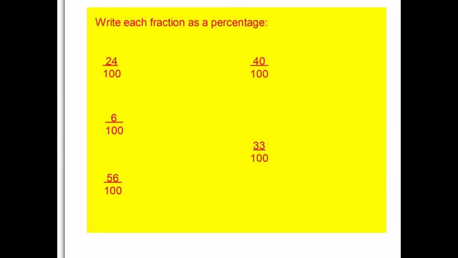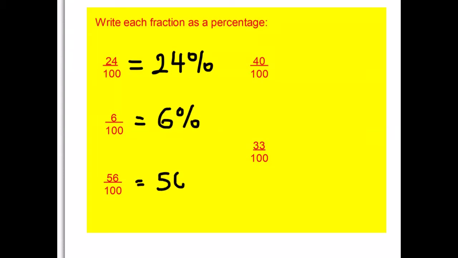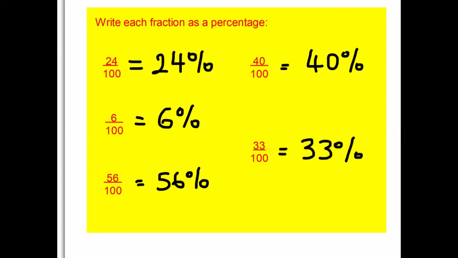Okay, on this slide, we have to write each fraction as a percentage. As you can see, each fraction is already over 100, so it's pretty easy to convert each. Just got our 24%, 6 over 100, 6%, 56 out of 100, 56%, 40 over 100, 40%, and 33 over 100, 33%.